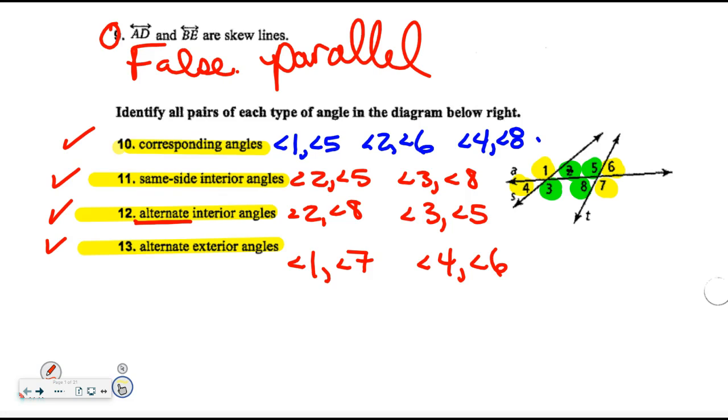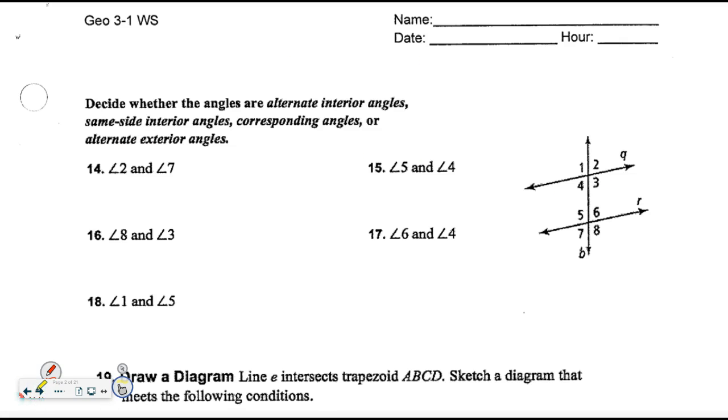Good? Okay, let's go to the next page, try one more and be done. It says to decide what kind these are. We're going to go to 6 and 4, and of those 4 names on your note card, we're going to decide if 4 and 6 are corresponding in their same spots, alternate interior, same side interior, or alternate exterior. I'll let you guys think about that. Which one would you pick?